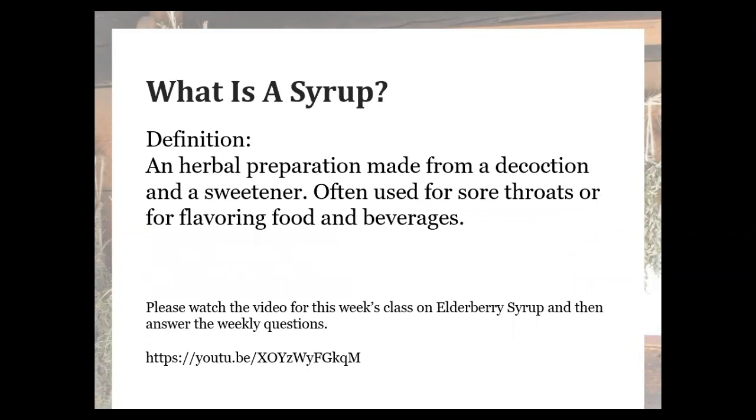A syrup is an herbal preparation made from a decoction. And when we're making a syrup, we generally want to make a decoction. So you're going to boil it longer, and you're going to reduce the liquid out of it so that it's more concentrated. So it's made from a decoction and a sweetener. These are often used for things like sore throats or for flavoring your food and beverages.